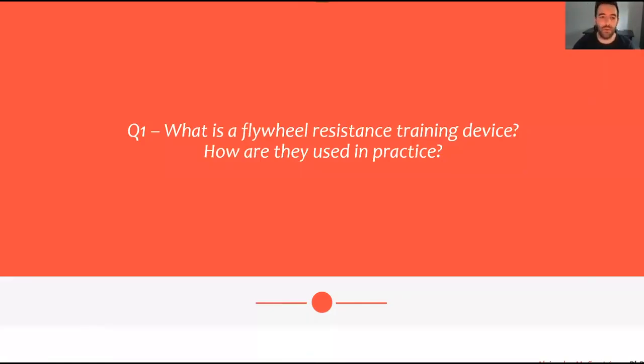During this presentation, I will be covering 5 questions that I think are of very practical importance to understand what is a flywheel resistant training device. And the first question, how are they used in practice? Maybe for some of you it's basic knowledge, but I will try to introduce some of the different problems we're facing nowadays when we implement those technologies, either in research or strength and conditioning real programs. So the first question is, what's a flywheel resistant training device and how are they used in practice?